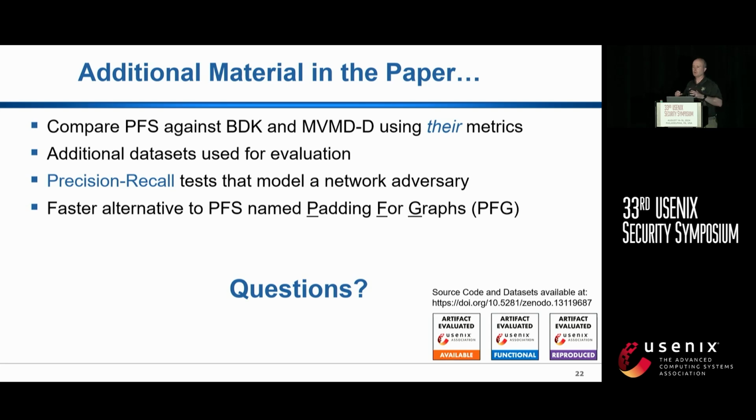So for the purposes of this talk, I just focused on one of our evaluations and one of our data sets. Also available in the paper, we compare PFS against BDK and NVMD using their metrics. We have 2 additional data sets that we used for evaluation. We also conducted precision recall tests that model a network adversary trying to guess a subset of the sequences. And then we also present a faster alternative to PFS named padding for graphs. We also make our source code and data sets available at the link provided.